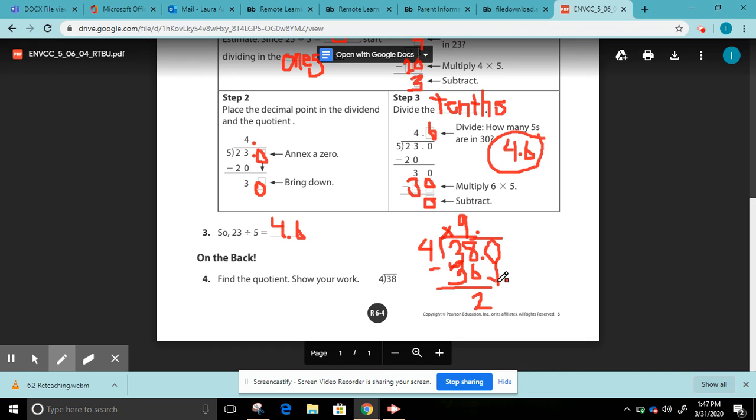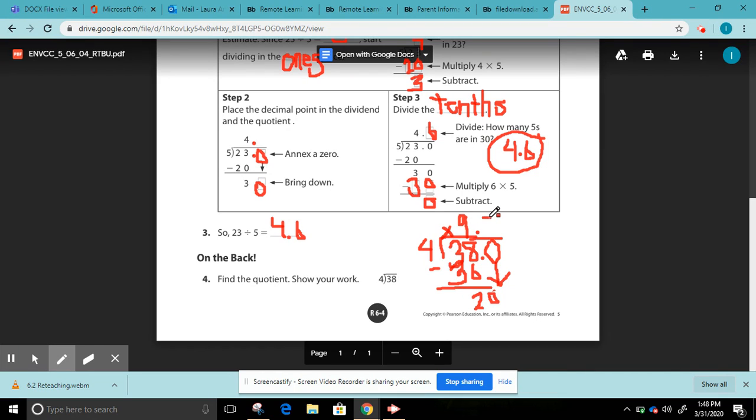And I don't have 2 left over anymore. I now have 20. Oh my goodness, that was a big 0. Fix that guy. And now I'm going to divide. 20 divided by 4. How many times can 4 go into 20?